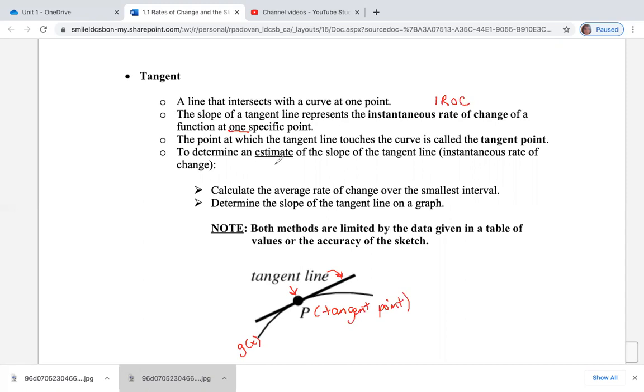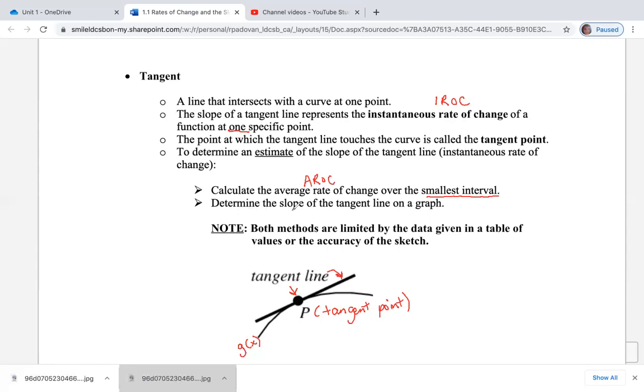To determine an estimate of the slope of the tangent line, or the instantaneous rate of change, the reason why it's an estimate is, again, to get the slope, I need 2 points, correct? Because I only have 1 point given to me, it's going to be an estimate. I don't have 2 points given. I need to calculate the average rate of change over the smallest interval. So between that point and a point right beside it on the right or right beside it on the left.